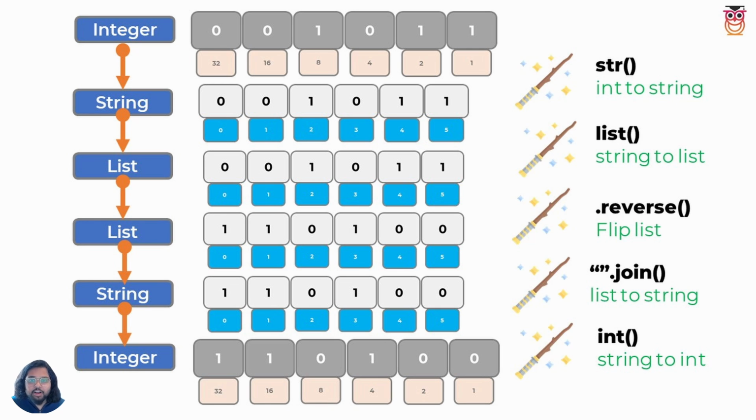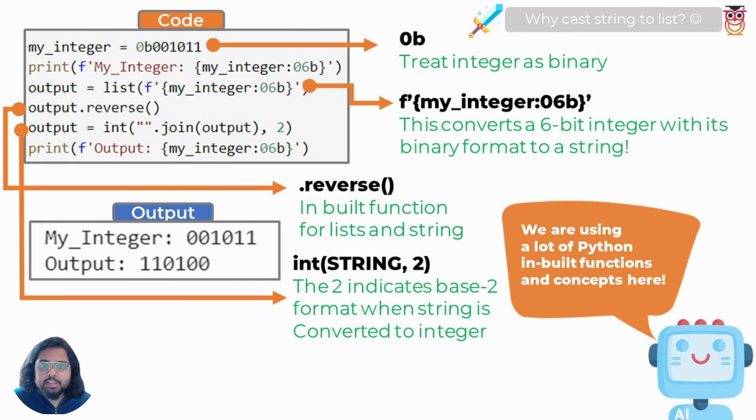Then I call an inbuilt function called reverse, which, as the name suggests, reverses everything in the list. Now I typecast it back into a string so that it stays in its binary format. Then I typecast the string into an integer. In code, this means I'm completely using inbuilt functions and the internal concepts of Python to achieve this reversal.